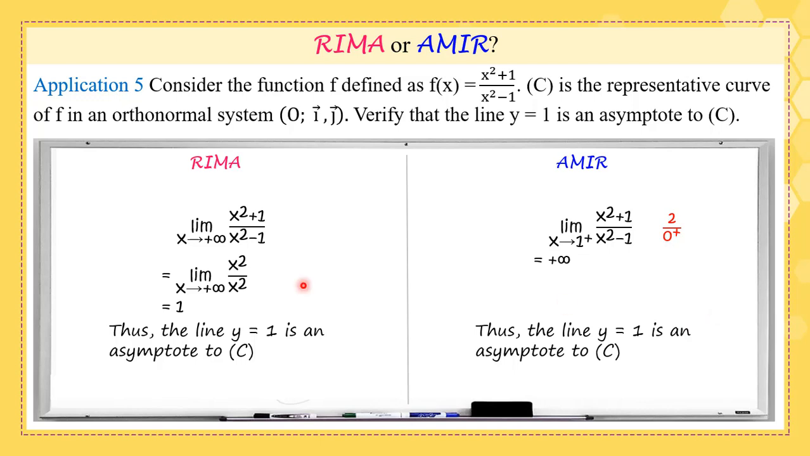Now I think that Rima's method is correct because when we want y equals 1 to be an asymptote, this is a horizontal line, so we need to search for the horizontal asymptote, and the formula for the horizontal asymptote is the limit at infinity leads to a constant. So this is what happens here. In fact, Amir's result is not wrong, but in this case we cannot deduce that y equals 1 is an asymptote to C, but we can deduce that x equals 1 is a vertical asymptote to C. So Amir is answering another question.